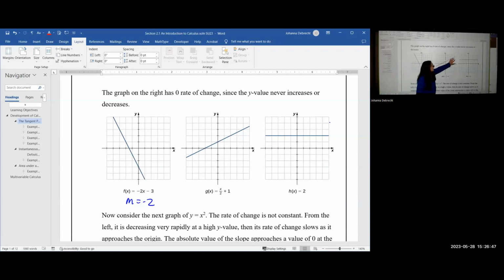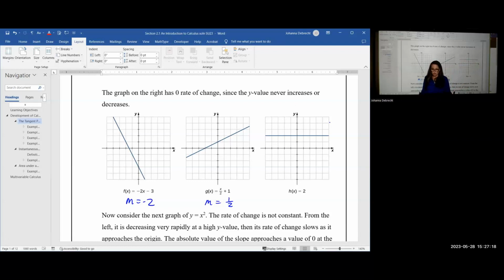And when we're looking at the next graph, of course, we have an upward sloping line, or an increasing function. When we look at this one, we see that it goes up 1, right 2. Up and right being the positive directions, this one has a slope of 1/2. And then we come to the constant function, which just means that the y value is constantly 2. x is varying, but y is staying the same, so there's no change in the y value.